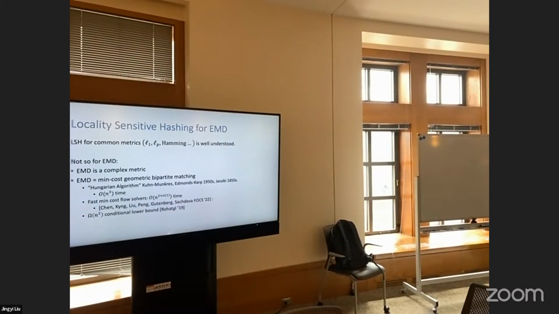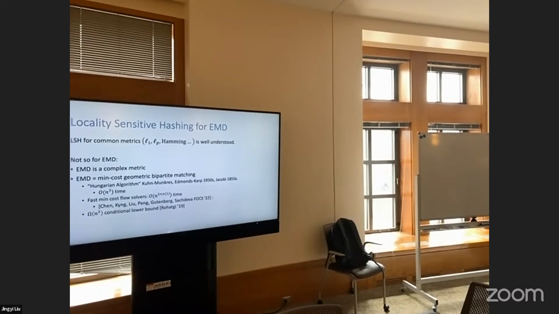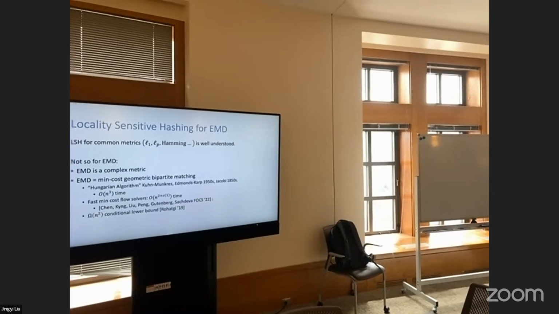And it's kind of not surprising. EMD is a much more complicated metric than L1 or anything like that. And in particular, what I mean by complex here is that EMD doesn't decompose into a sum of distances over coordinates like L1 does. It's like some complicated min-cost geometric bipartite matching problem. Just to give you an idea, if you wanted to solve this more than, let's say, 10 years ago, you would use the Hungarian algorithm, which is over a 100-year-old algorithm, dating back to Jacobi in the 1850s. We can do it a little bit faster now using fast min-cost flow solvers, but it's strongly believed under SETH that you can't do any better than quadratic time. So this is a computationally hard problem compared to linear time distance computations. So it's not so simple.